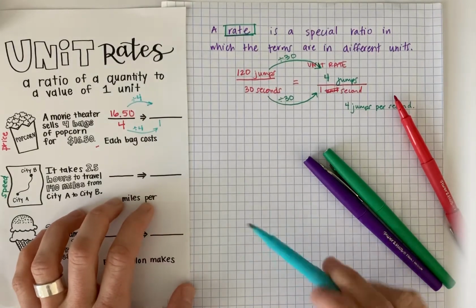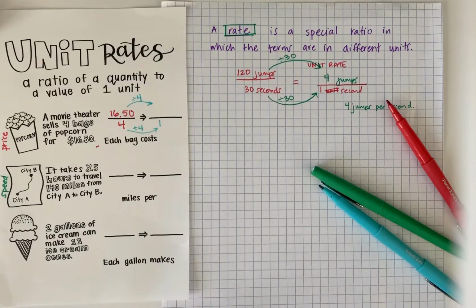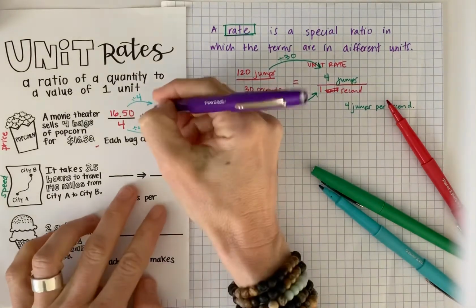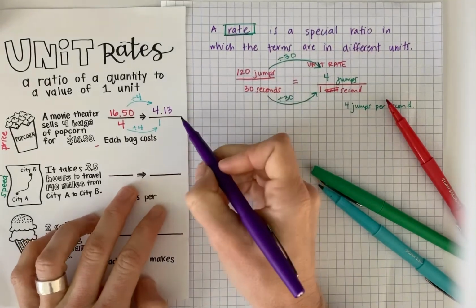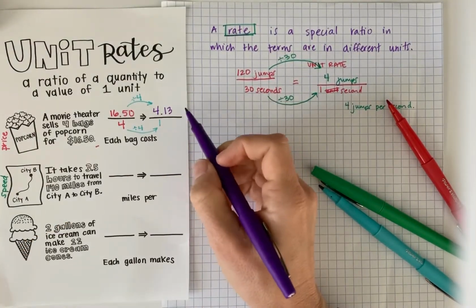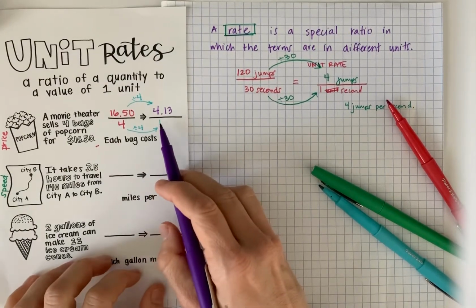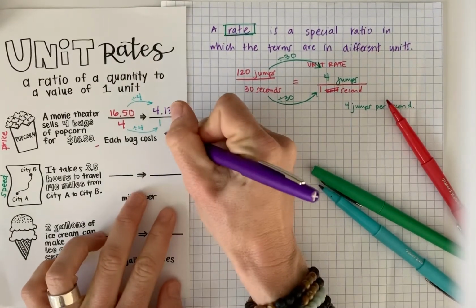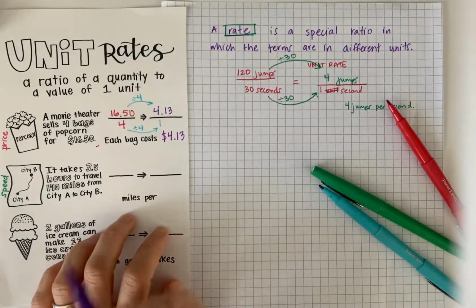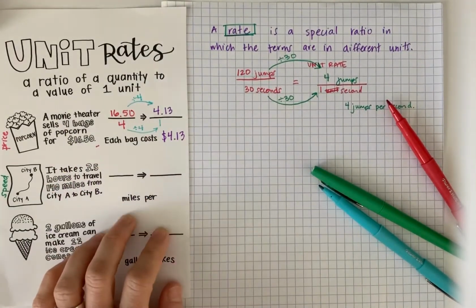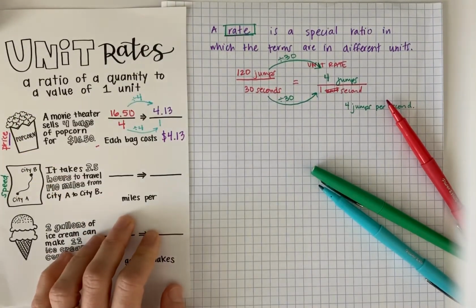So that gives me, oh, that's not a nice round number. So that'll give me $4.13 approximately. That's with some rounding. So each bag of popcorn, so per 1 bag, costs $4.13. That is our unit rate for this popcorn. So prices are often given in unit rates.